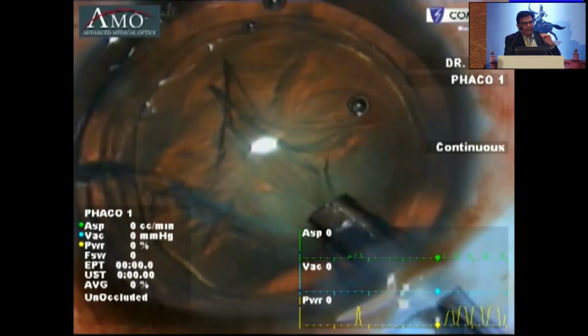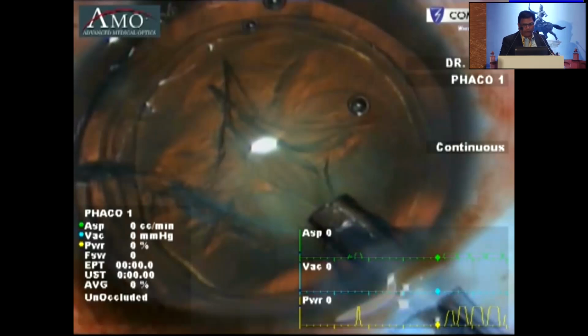Another definition: phacofluidics is the current of water fluid in the eye. And phacodynamics is the correlation of energy, vacuum and flow rate. This is the basic video of 15 years before.